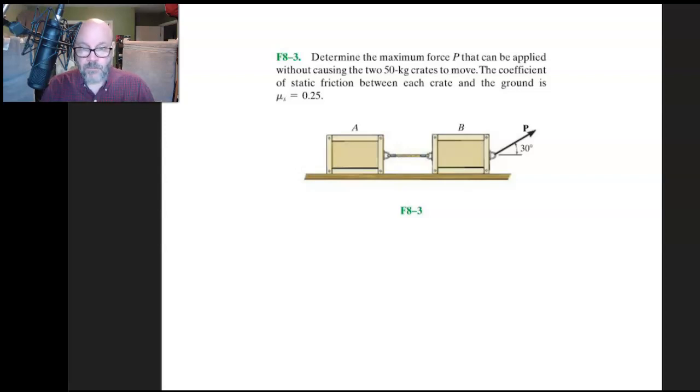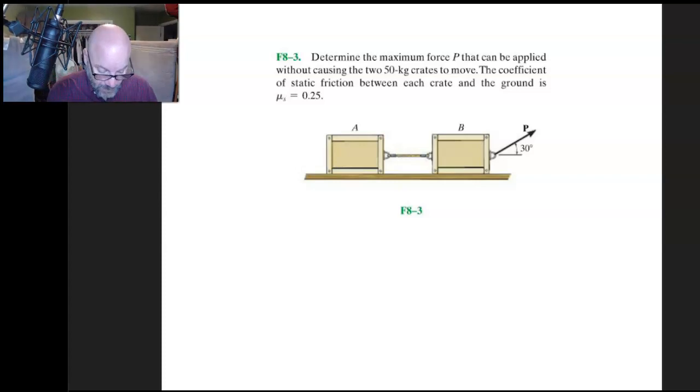So in this one, we're pulling two crates, but we're pulling them sort of at an angle like this. They're identical crates. Each one is 50 kilograms, and each one has the same amount of friction with the ground. Okay, so the coefficient is 0.25 on that. All right. Now, what we're going to do here is take this thing apart and treat it like it's two different pieces.